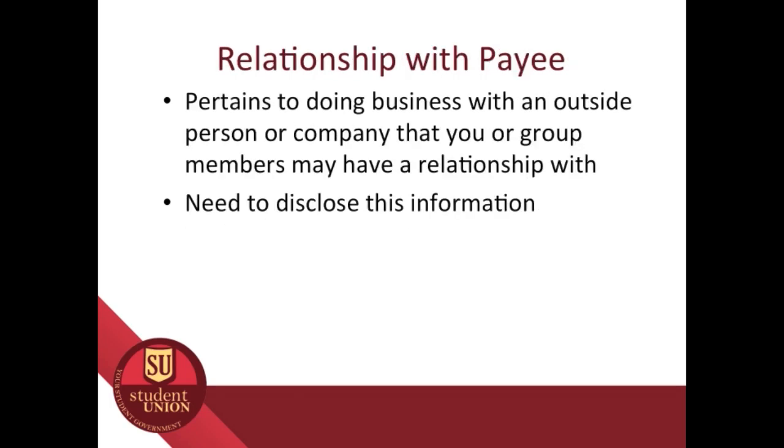The box marked relationship pertains to doing business with an outside person or company that you or one of your group members may have a relationship with. We ask you to disclose this information. For example, if you buy t-shirts from your uncle's printing company or order food from a restaurant owned by a family friend, we'll ask you to detail that on your expense request form.